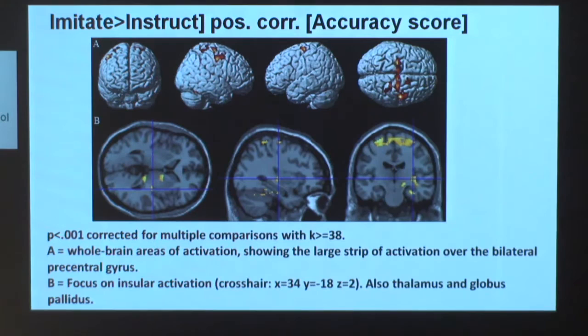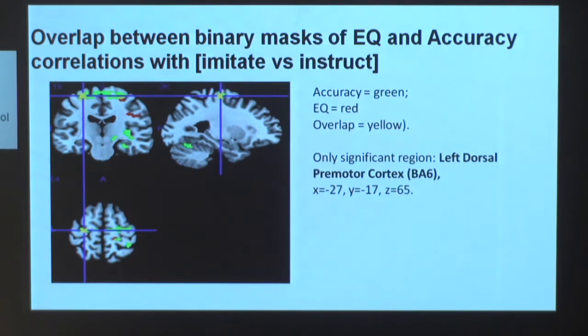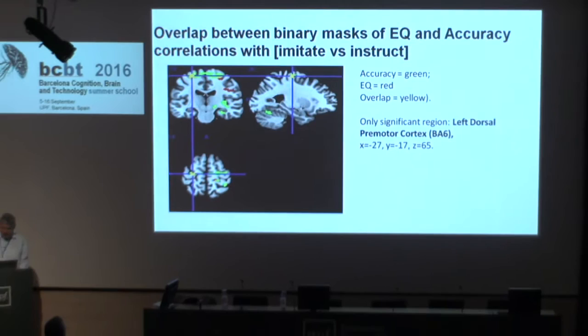We also looked at which brain areas were active and how that correlated with accuracy. We particularly found, once again, a lot of premotor cortex activation and insular activity correlating with accuracy. Where we found an overlap was, again, in dorsal premotor cortex. So activity in the dorsal premotor cortex is correlating both with empathy and with accuracy. That particular area seems to be the important area mediating the relationship. Probably not the only area, but the area that's most robustly mediating the relationship between empathy and accuracy.